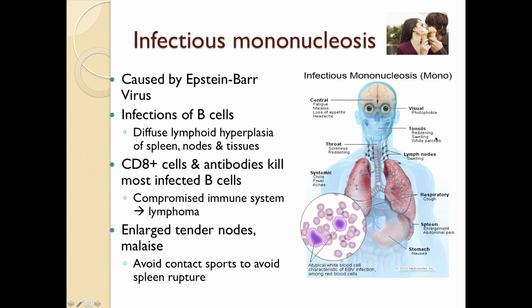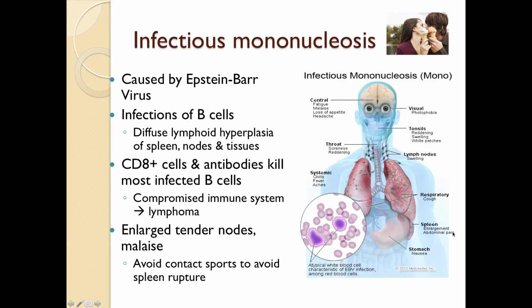You can take a look at some pictures of the white patches that are characteristic on the tonsils. In mono, there's also a lot of cervical lymph node swelling. It's also called the kissing disease. You see these people kissing and then also rubbing their ice cream cones together, just being super gross and sharing all their mouth bacteria.